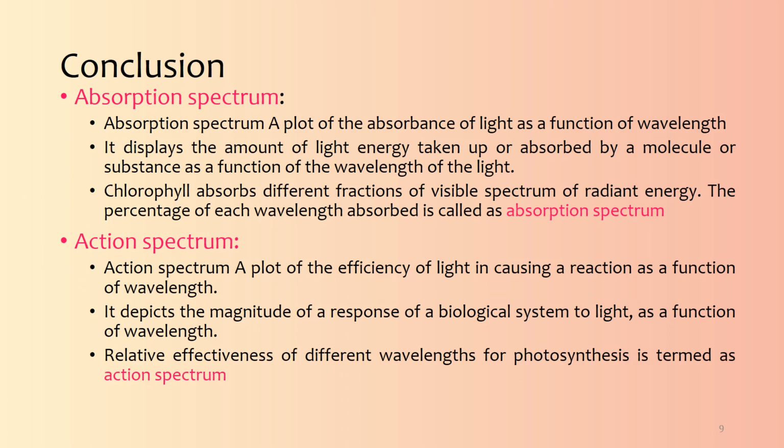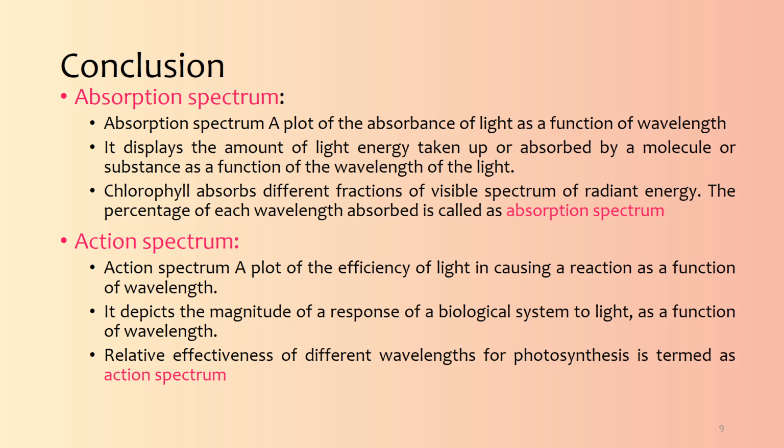Conclusion. So what is absorption spectrum and what is action spectrum? Different definitions are given here as a summary. Absorption spectrum is a plot of the absorbance of light as a function of wavelength, or it displays the amount of light energy taken up or absorbed by a molecule or substance as a function of the wavelength of the light. For example, chlorophyll absorbs different fractions of the visible spectrum of radiant energy, and the percentage of each wavelength absorbed is called the absorption spectrum.